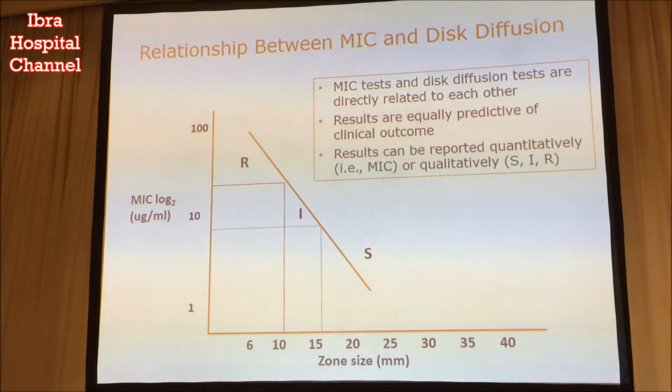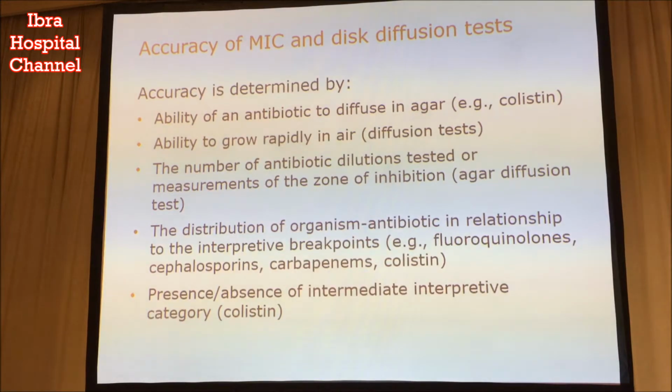But if the organism is distributed near the interpretive breakpoints that are established by the various regulatory agencies, then the test is going to be difficult to perform in a reproducible fashion. And again, this becomes important for certain specific groups of organisms.